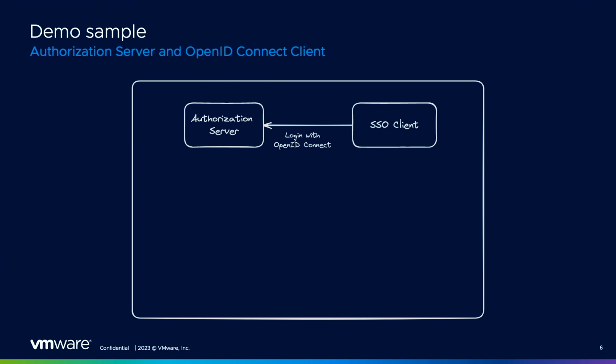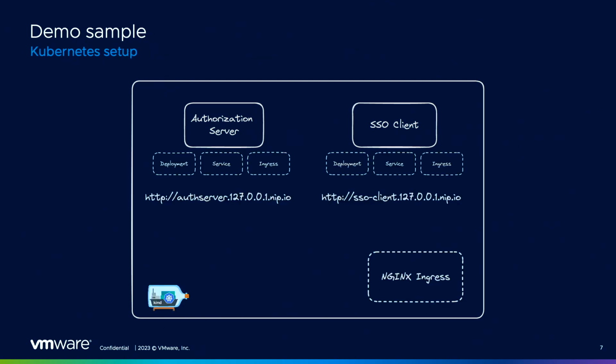That ID token is a JWT. It's signed. So we're going to demonstrate that, and then we're going to do a key rotation, and we're going to do another OpenID Connect login to see that the new active key is being used, right? So a very basic application setup to demo the key rotation.